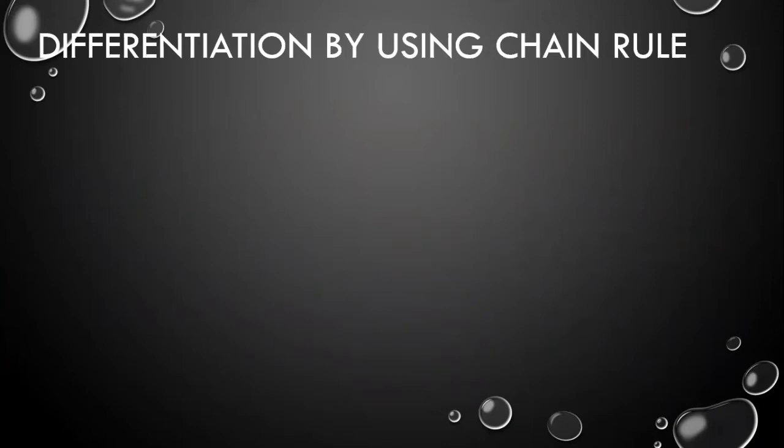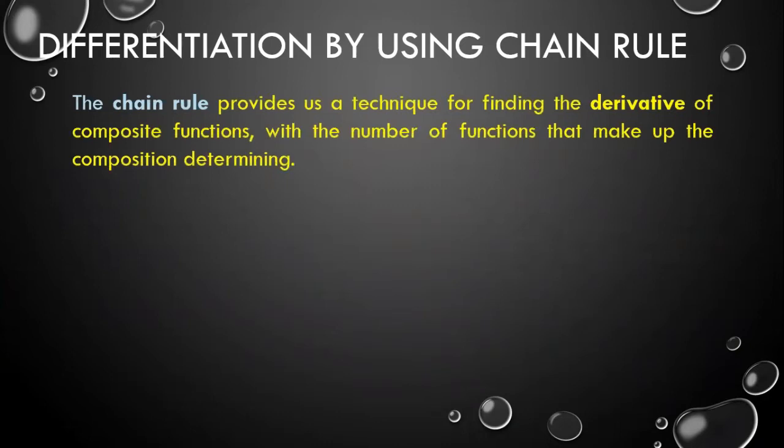So what is the chain rule in mathematics? The chain rule provides us a technique for finding the derivative of composite functions, with the number of functions that make up the composition determining the derivative.